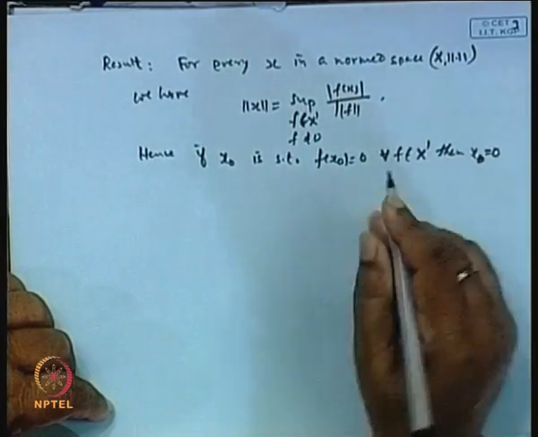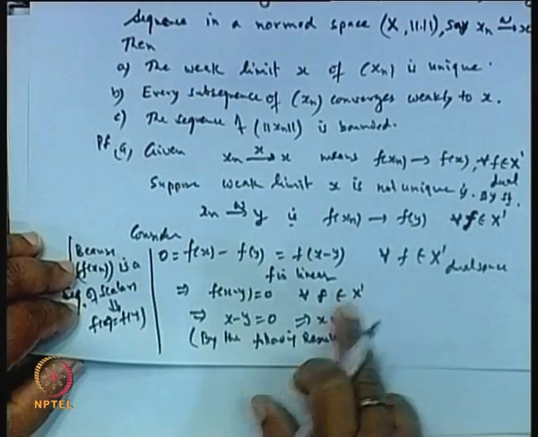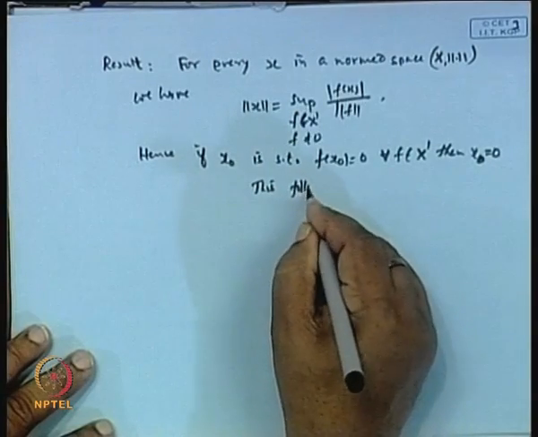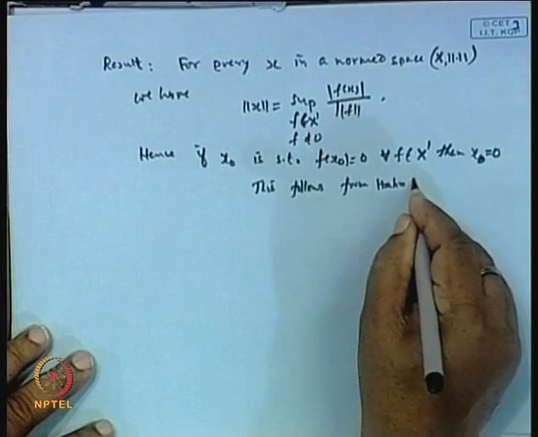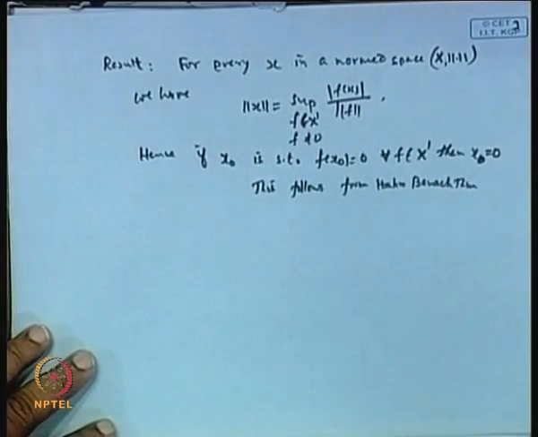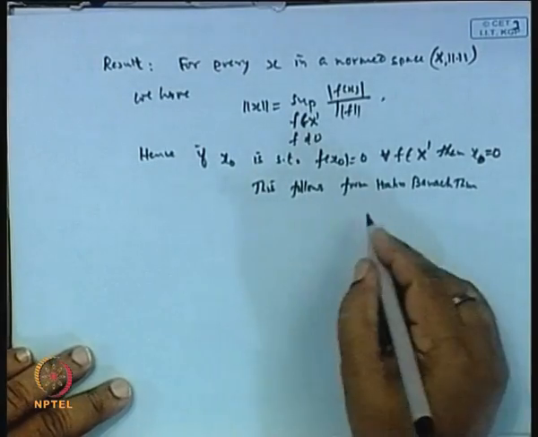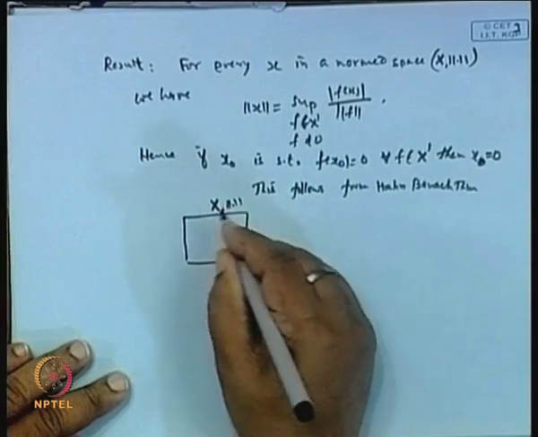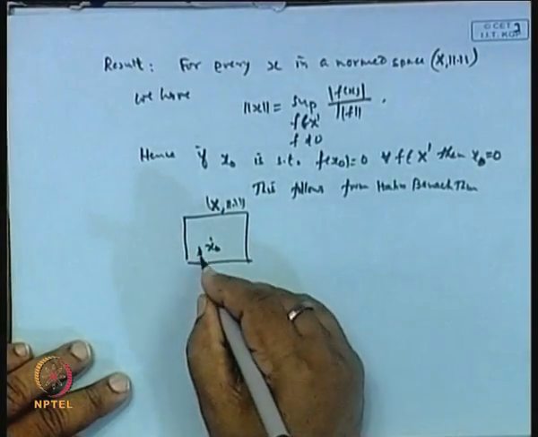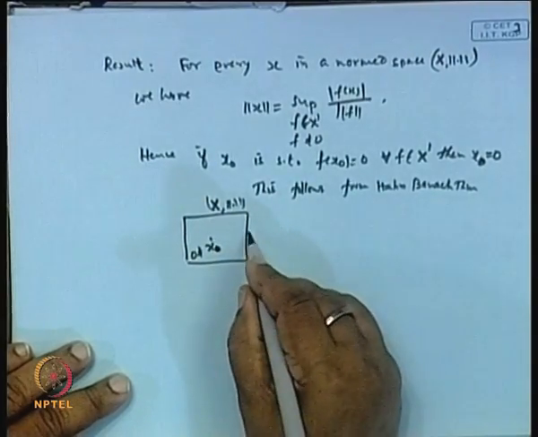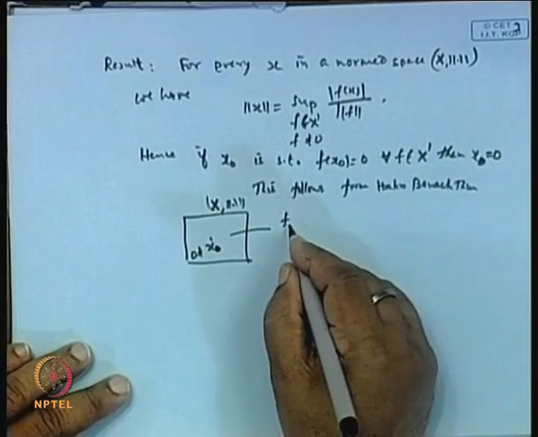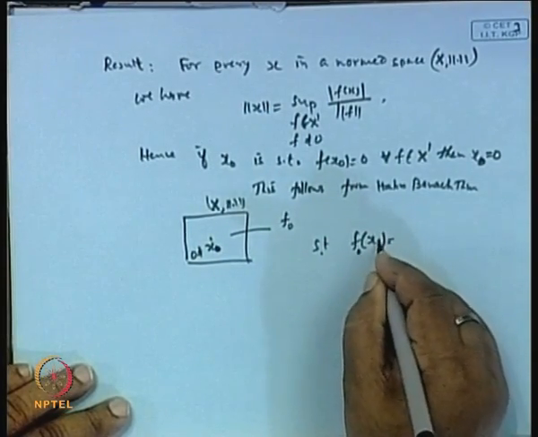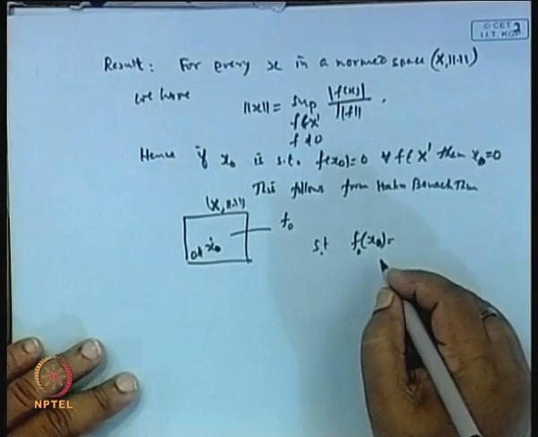So, because of this result, we can say that f of x minus y is 0 for every f implies x minus y is 0. Now, this result follows from the Hahn-Banach theorem. How does it follow from Hahn-Banach? What is the Hahn-Banach theorem? It says that if X is a normed space and I pick any non-zero point x naught here, then we can find an f naught such that f naught of x naught is the norm of x naught.